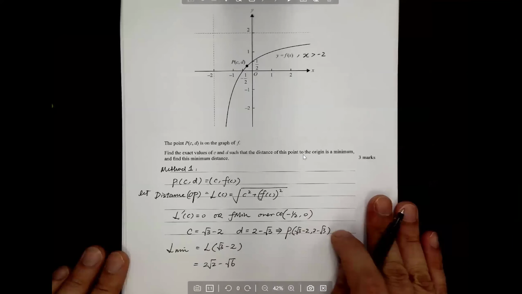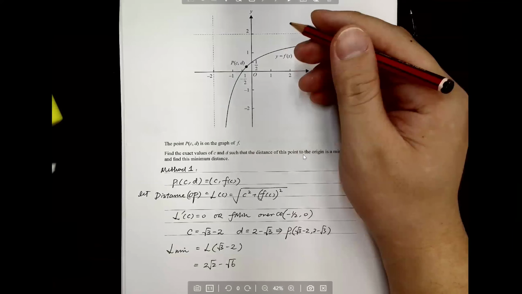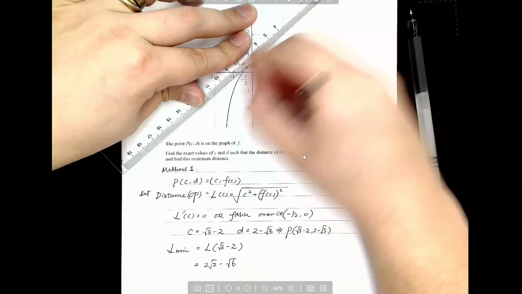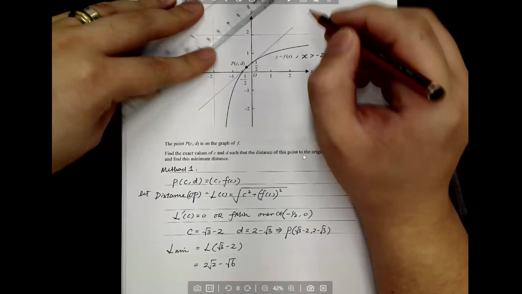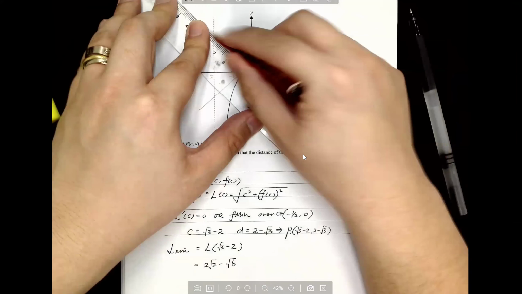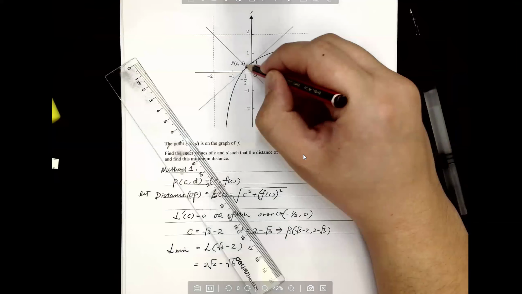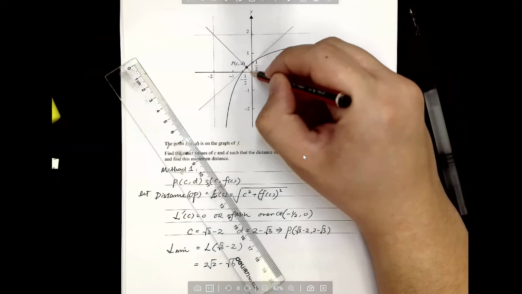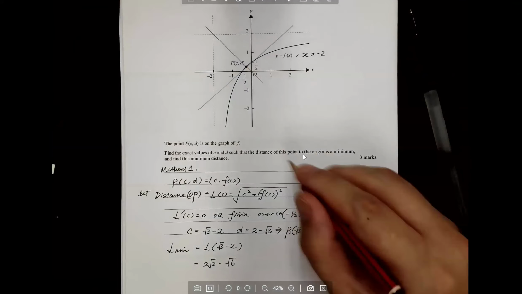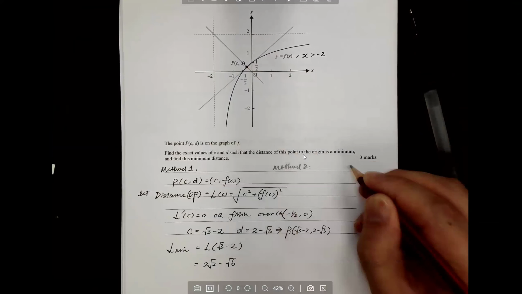I forgot to mention method 2. Method 2 is like, okay, you might get a tangent line at this point. And you may also get a line between the origin and the point P. And if it's the closest point to the origin, then these two lines will be perpendicular. So another method is, I'll specify it here, method 2.